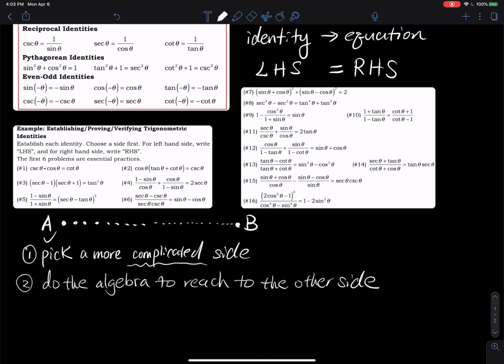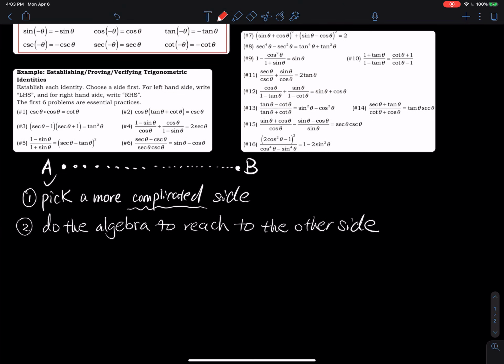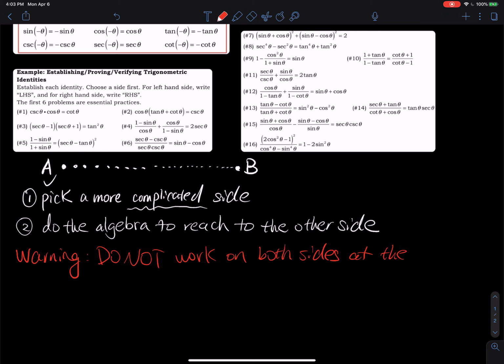But here is a warning. I am supposed to do this in red. The warning is do not work on both sides simultaneously, at the same time. In a proof problem, once you work on both sides simultaneously, basically you are getting a 0. If the grader sees that you were working on both sides simultaneously, the problem is immediately a 0. Okay, do not work on both sides.